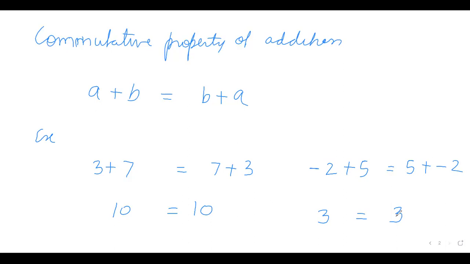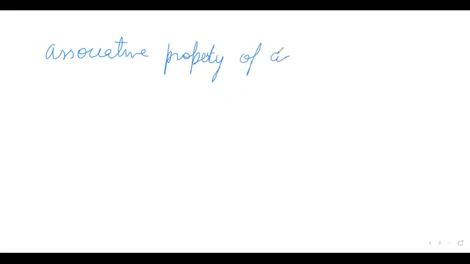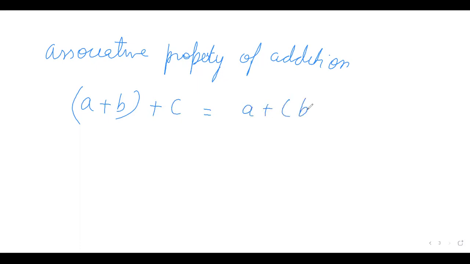Okay, ma'am. Okay, so let's move to the third property, that is called associative property of addition. So Samraj, are you able to follow these properties? Yes, ma'am. Okay. So (A plus B) plus C or A plus (B plus C).